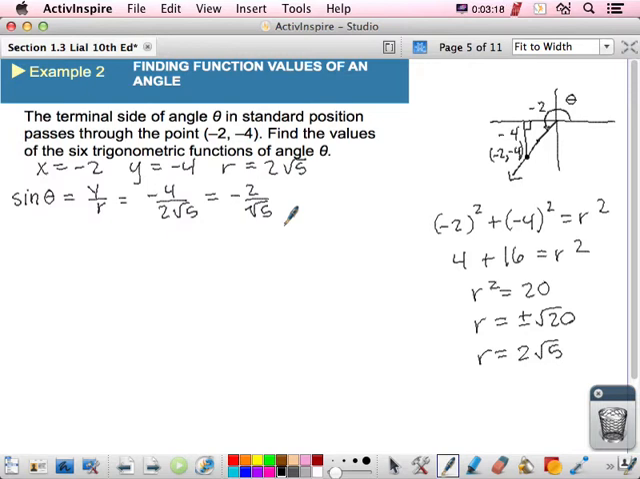Do I need to show you that, or you understand what I did there for rationalizing? Does anyone need to see rationalizing? Yeah, you just multiply top and bottom by the square root of 5. And then the top is -2 square roots of 5, and the bottom is 5. And that is the sine of theta for this situation. So I'm going to give you a minute. I'm going to pause it. I'm going to let you guys go through and try to find the other 5, and then we'll talk about it.